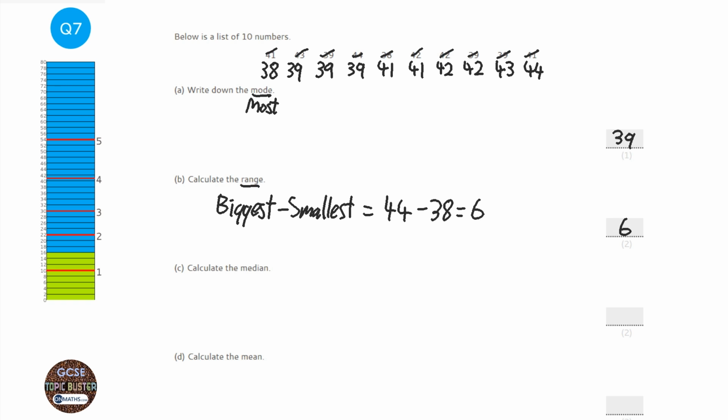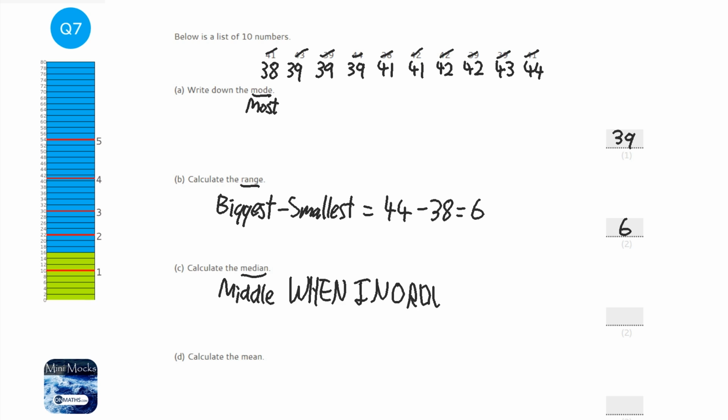Okay, so the median. Now the median is the one that you've got to find the middle one, so it's the middle when in order. And I put that in capitals because most people forget that one who get this question wrong. You have to put them in order of size first, okay?